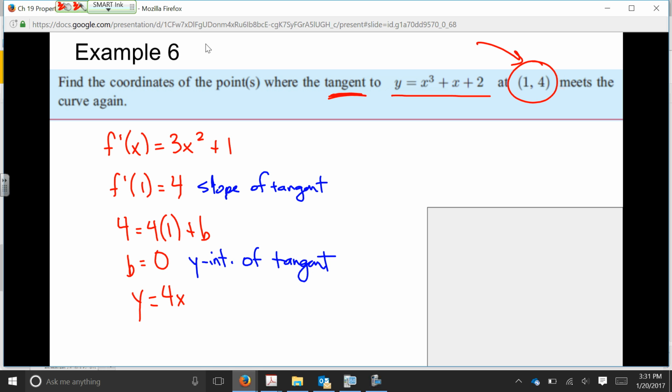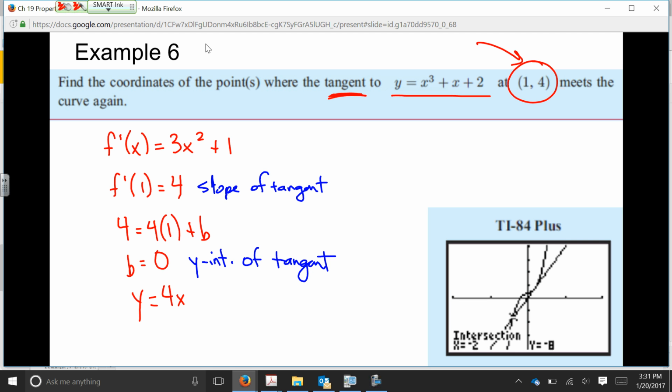Okay. Now, here's where I'm going to show you the graph. So what we have are two functions here. We have this function here. That's the original function, x cubed plus x plus 2. And then we have this point right here, which is the 1, 4 that we're referencing. And when we say the tangent line, we're talking about this line right here. And you can see that it touches only once right here at the point of contact 1, 4, but it also touches down here. And that's what we're looking for. We're looking for that point of intersection.